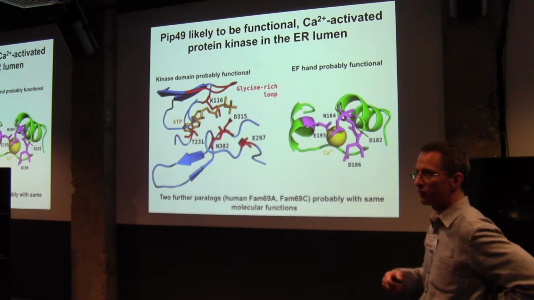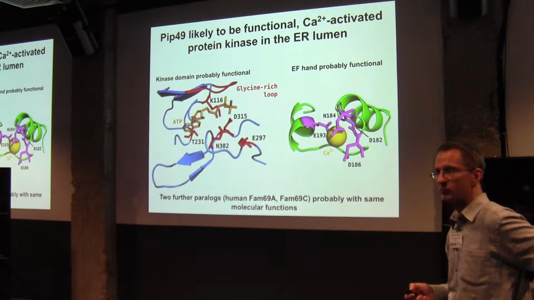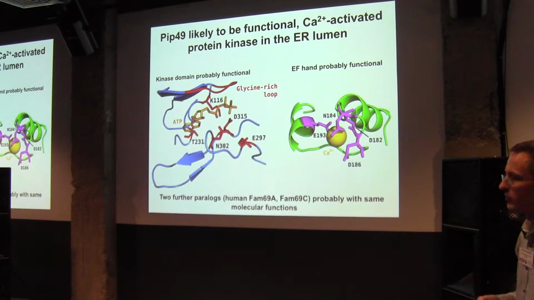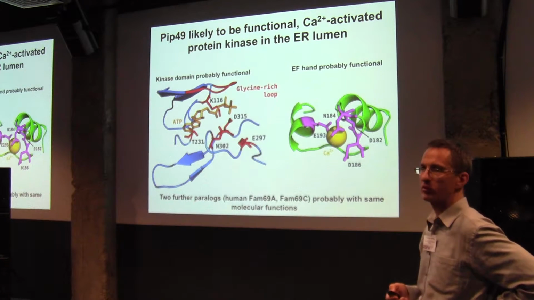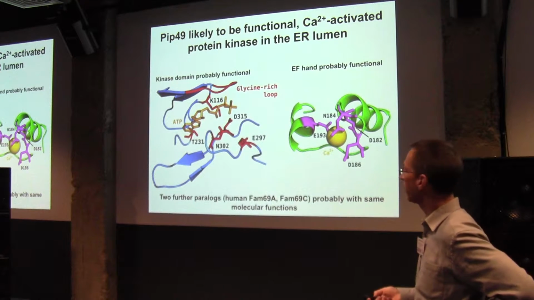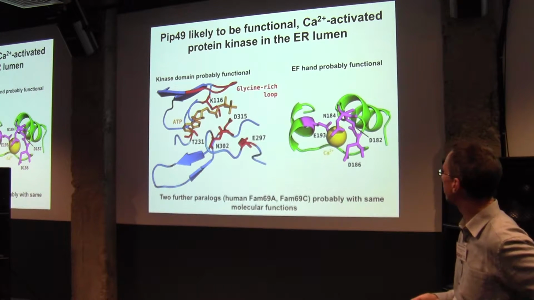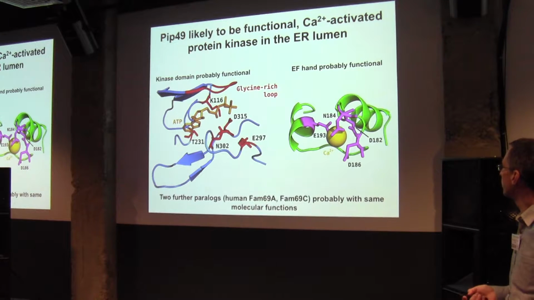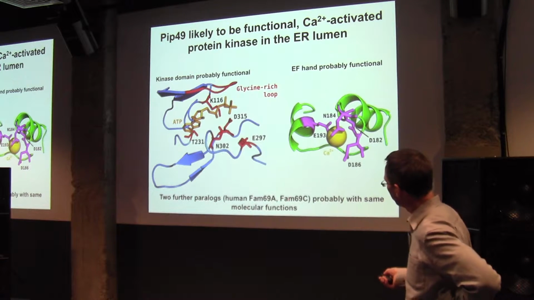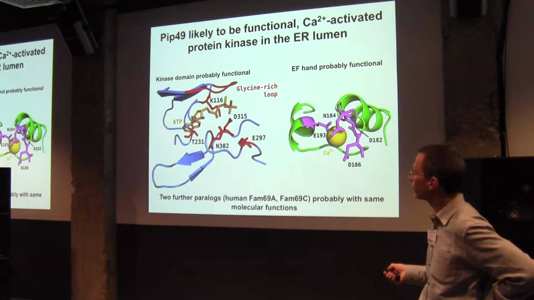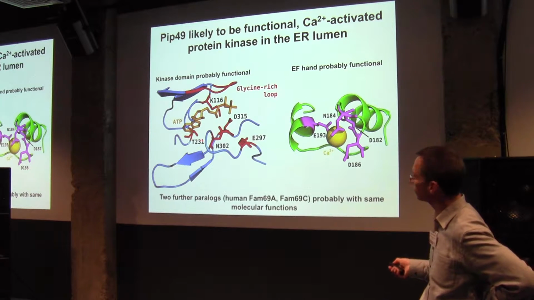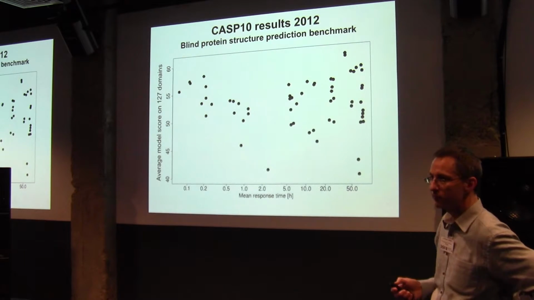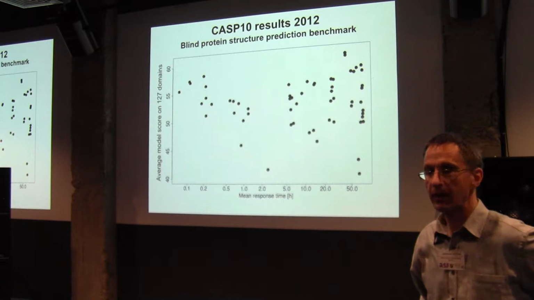And this makes sense because it's probably bound to the ER membrane, and this would be a likely place to regulate a kinase using calcium 2+ concentrations. And there are two further homologs in humans that also share the functional residues. So probably this is a family of functional kinases.